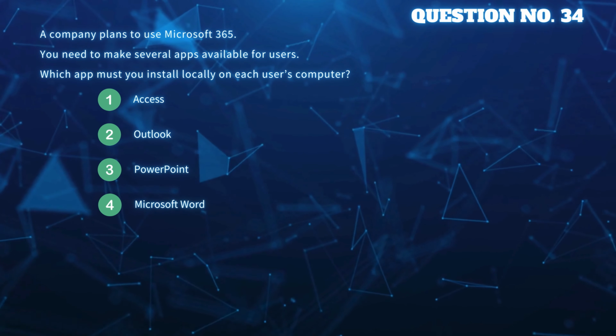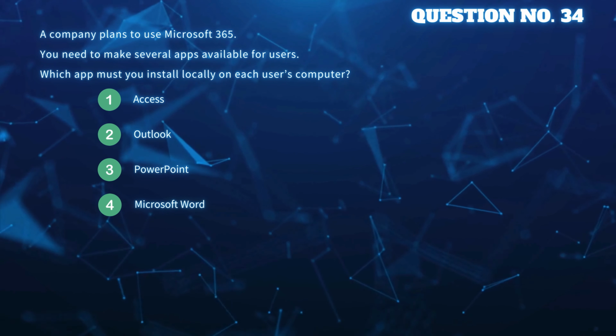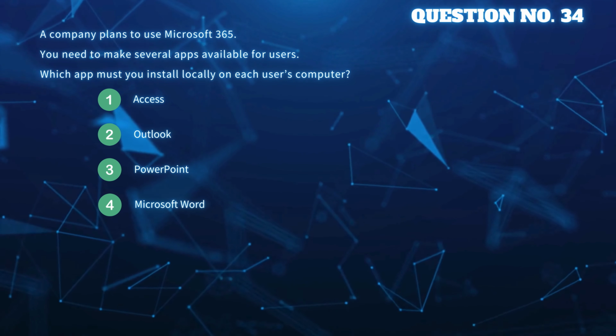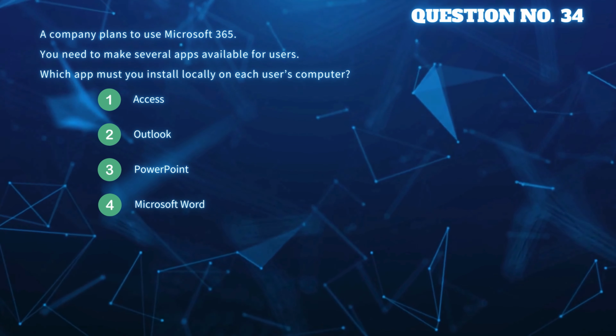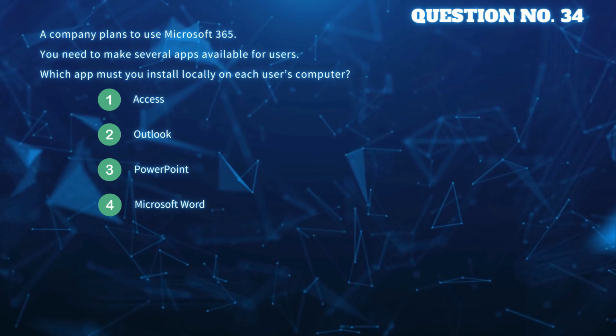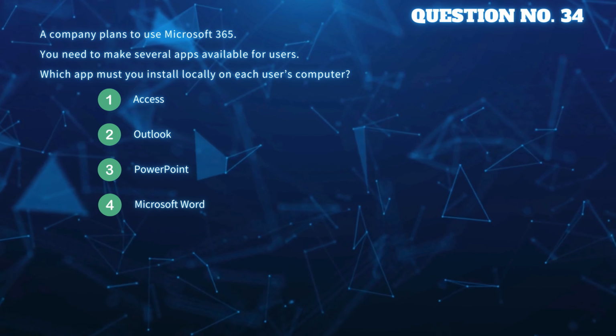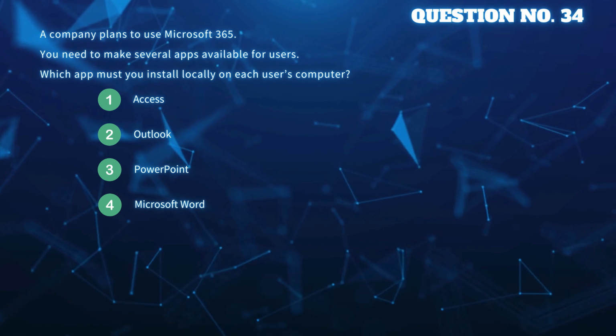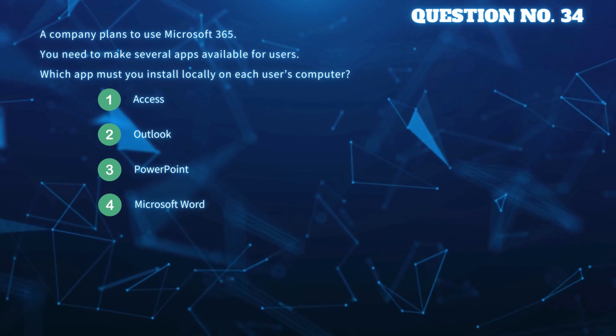Question 34. A company plans to use Microsoft 365. You need to make several apps available for users. Which app must you install locally on each user's computer? Option 1, Access. Option 2, Outlook. Option 3, PowerPoint. Option 4, Microsoft Word.